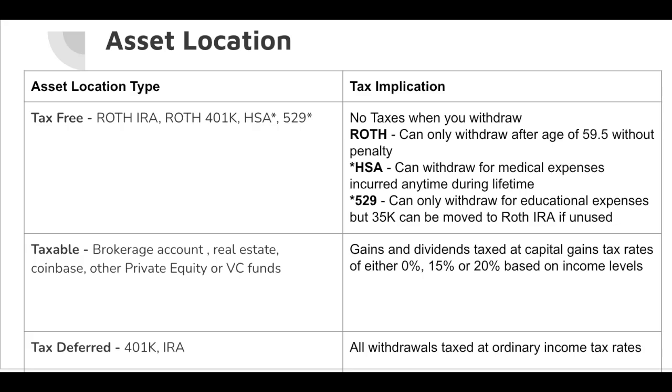And then finally, there's taxable. These are your regular investment accounts or investments where you buy assets with after-tax money in either a brokerage account or just through bank transactions like real estate. You may pay taxes, but only on the gains. And if you've held the asset for more than a year, you pay very favorable tax rates on the gains. They can be either 0%, 15%, or 20% of the gains, depending on your income in that year.